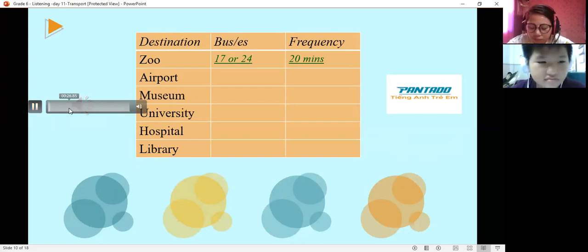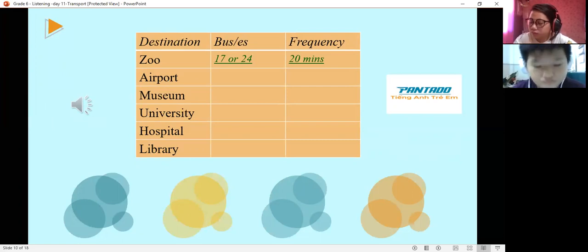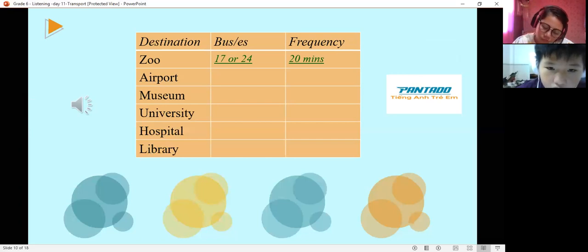Activity 4. You will hear people asking about buses from the bus station to the places below. What number bus or buses can they take, and how often do the buses go? If a bus goes every 20 minutes, write 20 minutes under frequency. What bus can I take to get to the zoo, please? Either a 17 or a 24. And how often do they leave? Every 20 minutes.